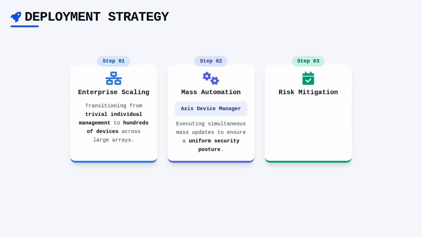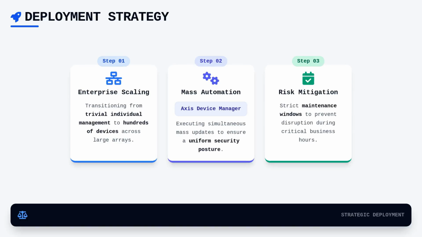However, mass deployment brings the inherent danger of disrupting surveillance during critical business hours. You must establish strict maintenance windows where system activity is predictable and potential downtime has minimal impact on security operations. Automating the schedule while keeping the upgrade process transparent allows you to balance the need for new features against the imperative of continuous environmental monitoring.